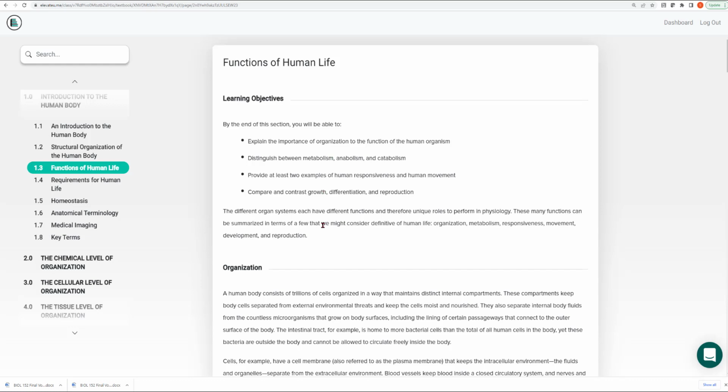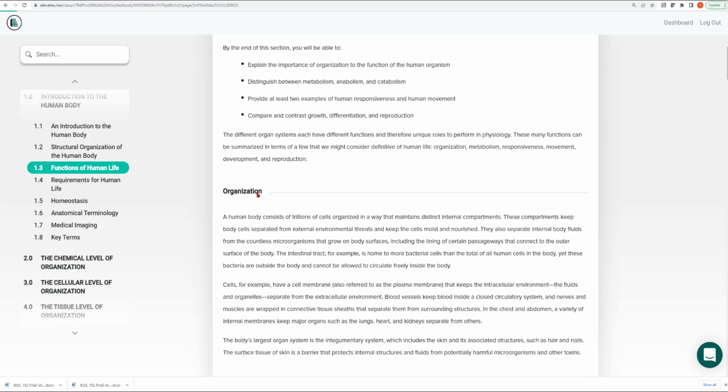Number 1, all living things are composed of cells. They are well organized, right? So all living things. Now this book is a human anatomy book, so it's going to use human anatomy examples. But this would be true for a flower. This would be true for a whale. This would be true for a frog, right? This is true for any living thing. All living things are organized, made up of cells.